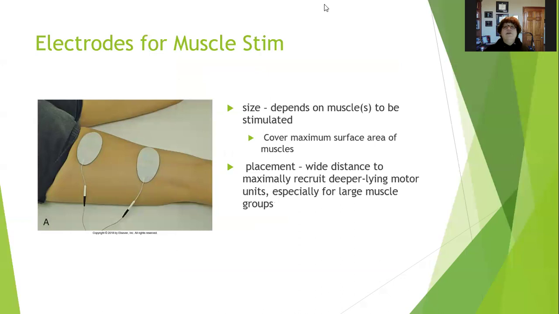So the size depends on the muscles you're going to stim. If you're doing a smaller muscle, like wrist extensors, for example, you probably want small electrodes. You want to cover the maximum surface area of the muscle, but the placement should be a wide enough distance to maximally recruit deeper lying motor units, especially for large muscle groups. So like hamstrings and quads, you're going to have big electrodes spaced far apart. For smaller, less deep muscle units, you're going to have smaller electrodes, maybe closer together.